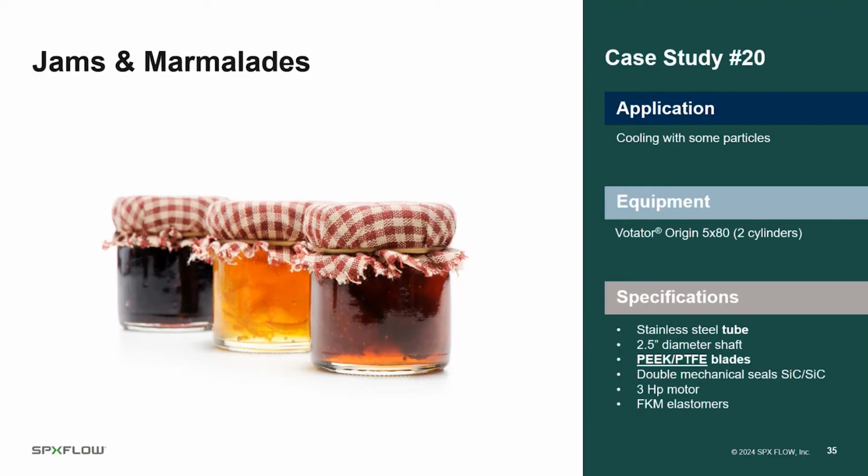So we would want to flush those seals, similar to like the syrup application we talked about earlier. But 3 horsepower is typical, FKM type elastomer. Again, the origin with this 2.5-inch diameter shaft gives us that space we need for some of those. Typically in your jams and marmalades, you don't have to worry about the integrity so much because it is a jam, right? So it's not as critical as, say, a yogurt type product with fruit, where the consumer wants to see the fruit.